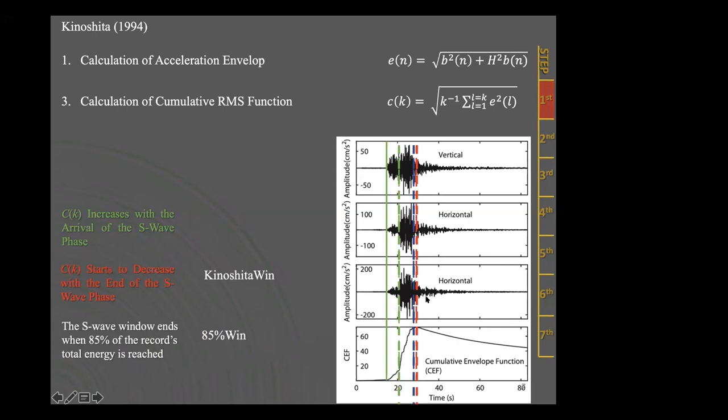The other method is just to take where 85% of the total energy of the waveform is accumulated. So here, the blue dashed line shows where 85% of the record total energy is reached, and we call it hereafter 85% win. So for this example record, the green dashed line is S arrival, S termination based on Kinoshita is shown by red, and based on 85% energy is this blue dashed line.